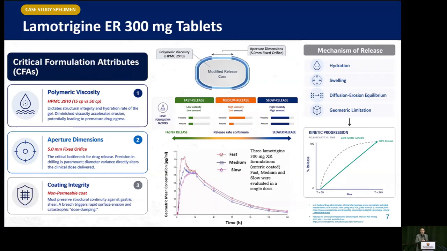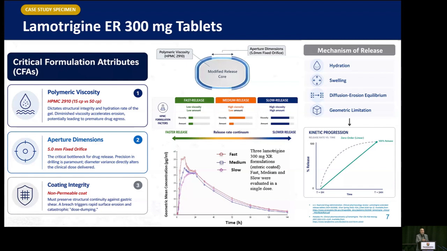So the critical formulation variables controlling the in vivo absorption are the polymer viscosity, which controls the swelling and erosion nature of the core, and the aperture dimension. So this is not an osmotic pump tablet. It is just a large release orifice, but there is no osmogen or any pressure created inside the dosage form. As well as the coating integrity, because any failure in the coating integrity here may lead to dose doubling.